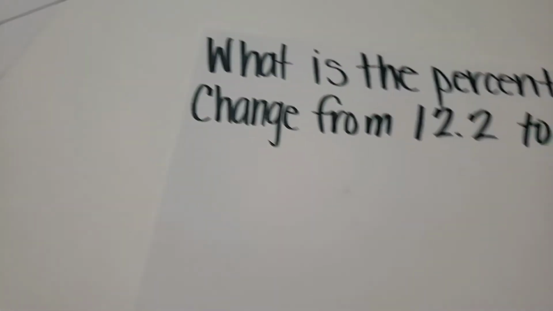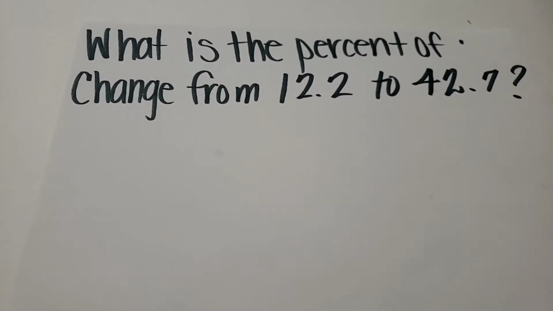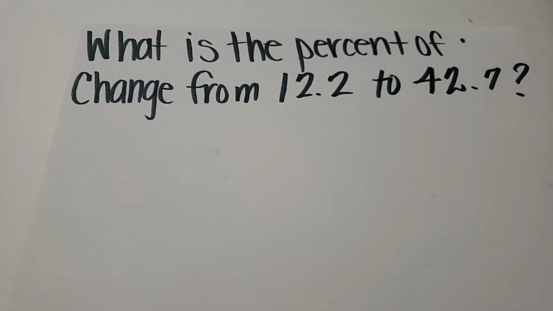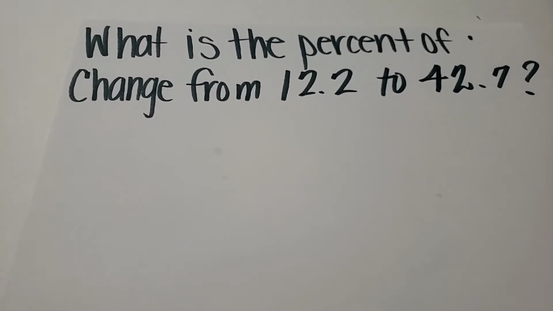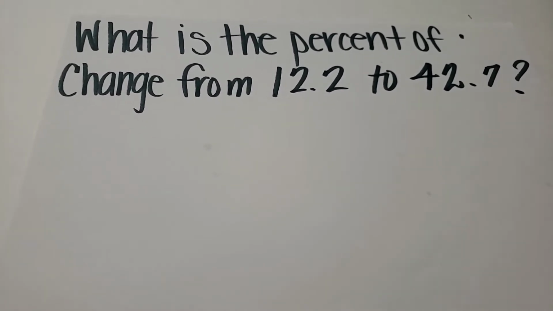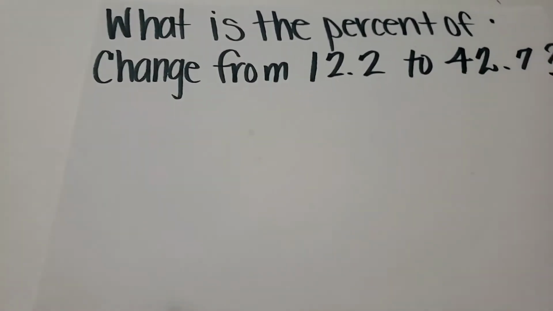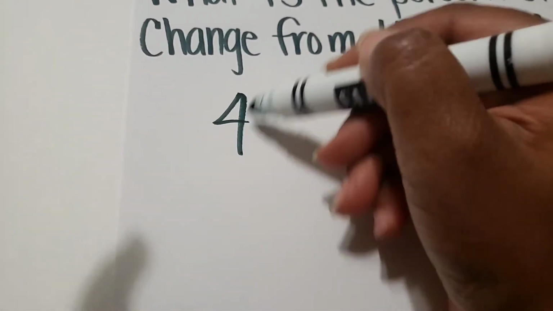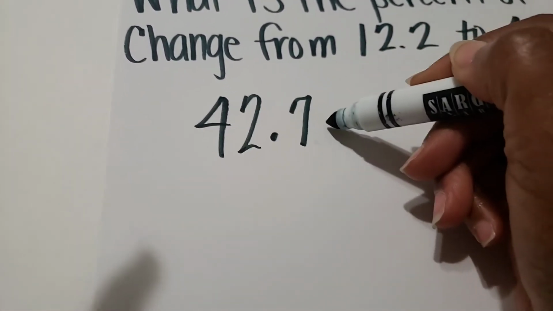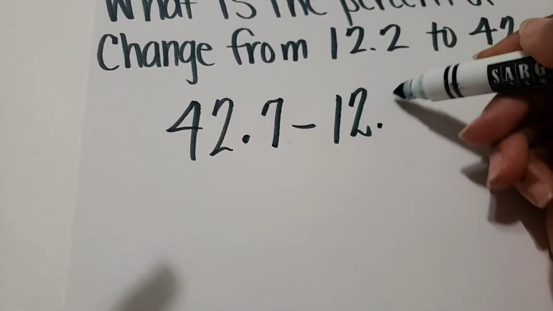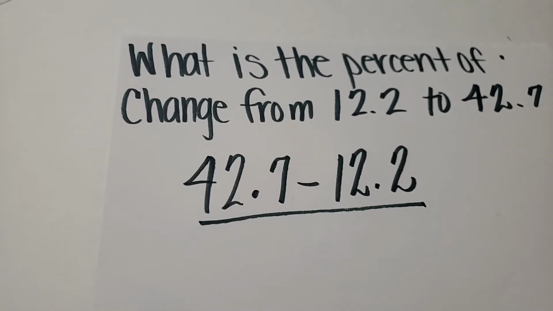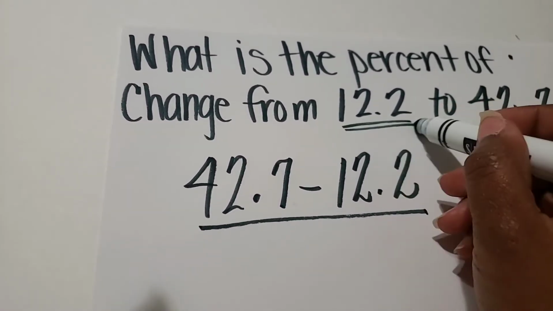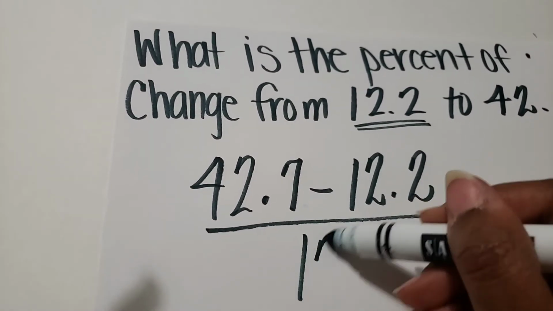And our last question is using a decimal. What is the percent of change from 12.2 to 42.7? Again, we start off by subtracting the values. When subtracting 2 values, the larger number goes first. 42.7 minus 12.2. We always are going to divide, when finding a percent of change, by the original amount, 12.2.